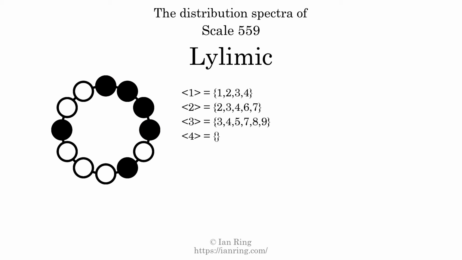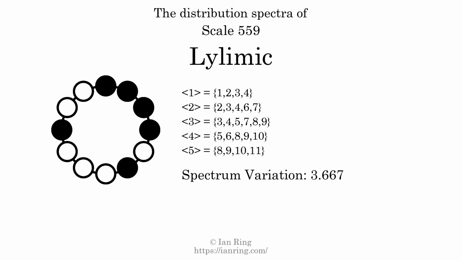The generic interval of 4 scale steps comes in 5 different specific interval sizes. 5 semitones, 6 semitones, 8 semitones, 9 semitones, and 10 semitones. The spectrum width of this generic interval is 5. And finally, the generic interval of 5 scale steps comes in 4 different specific interval sizes. 8 semitones, 9 semitones, 10 semitones, and 11 semitones. The spectrum width of this generic interval is 3. The spectrum variation is the sum of all the widths, divided by the number of tones.